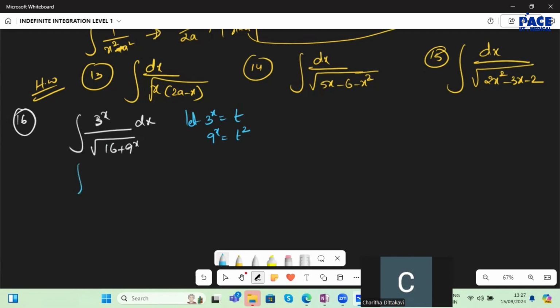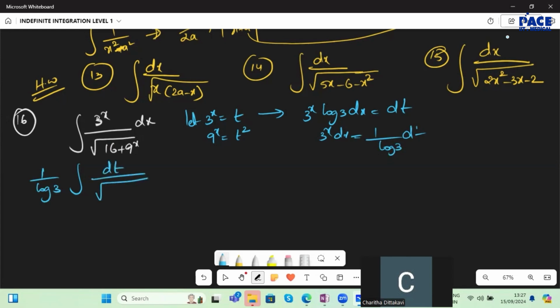Right. So now how do you rewrite the question? When 3 power x is t, a power x dx, isn't it? So 3 power x log 3 dx equal to dt. So 3 power x dx is nothing but 1 by log 3 dt, which I am replacing here. 1 by log 3, anyhow a constant, I am taking it out. So that is 1 by log 3 times dt by under root of 16 plus 9 power x. So that is 16 plus, 9 power x is nothing but t square, right?